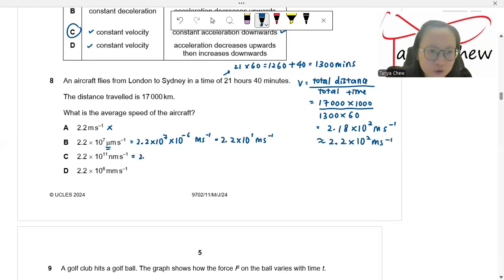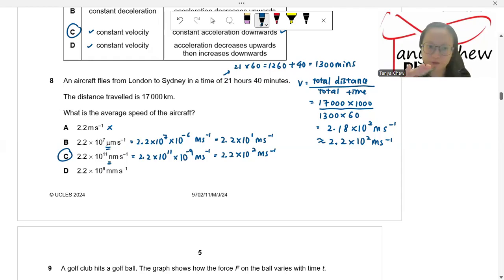Now, what about C? 2.2 times 10 to the power 11. Nano is one of the prefixes, which is 10 to the power negative 9 meter per second. And then you simplify it, you should get 2.2 times 10 to the power of 11 plus negative 9, you get 2 meter per second. So the answer is actually C, but I'm proving that D is not the answer.